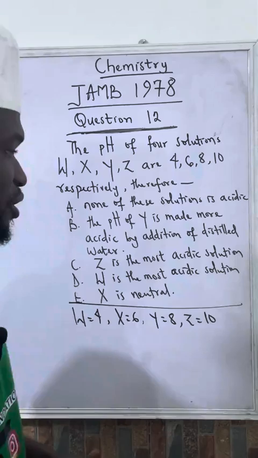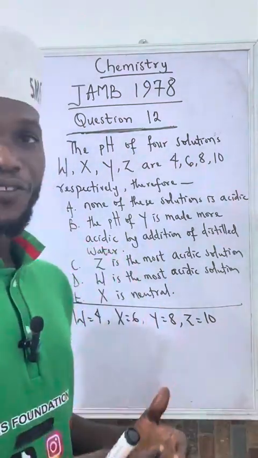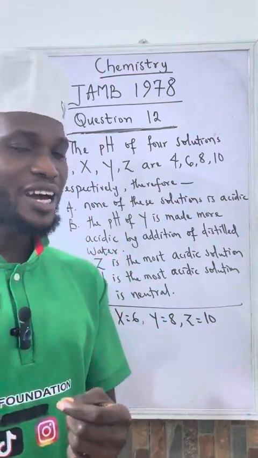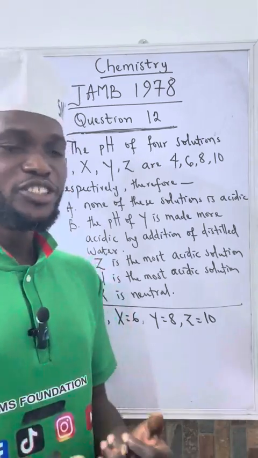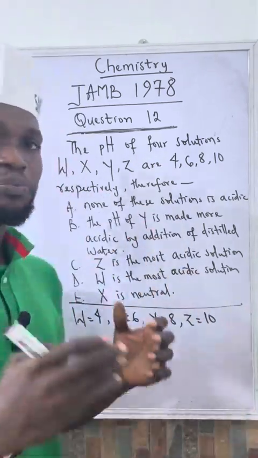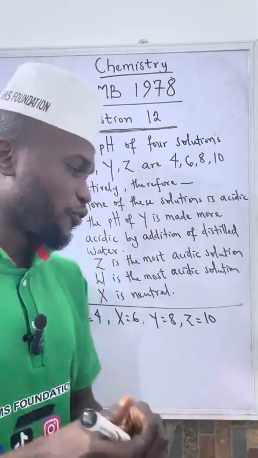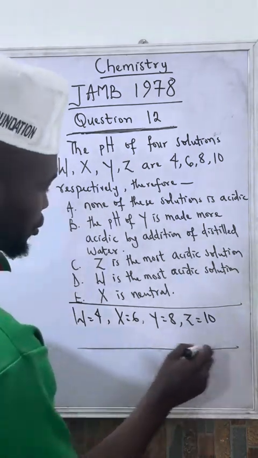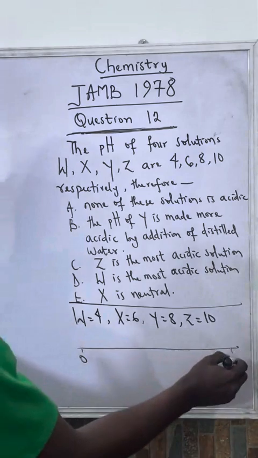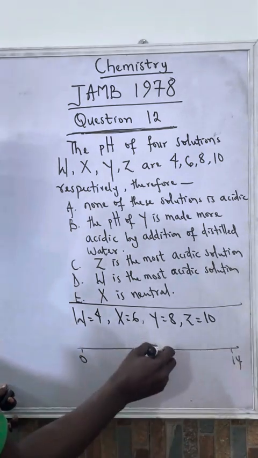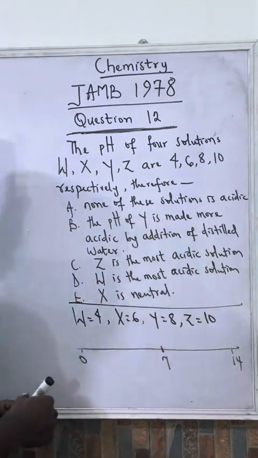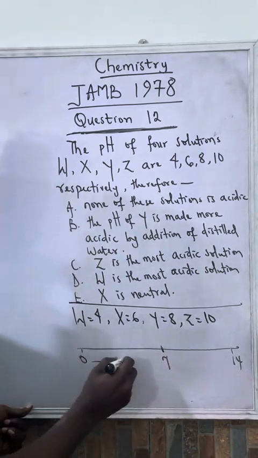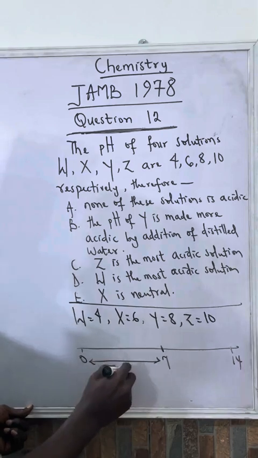Now, from basic understanding of acidity and alkalinity of solutions, which lead to the pH scale, we know that the pH scale runs from 0 to 14. That is, I draw this starting from 0 and it ends at 14. And the midpoint is 7. So all the values of the pH from 0 to 7 are acidic.